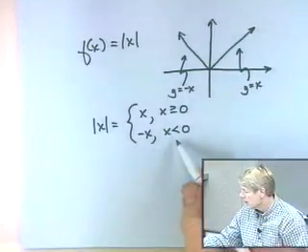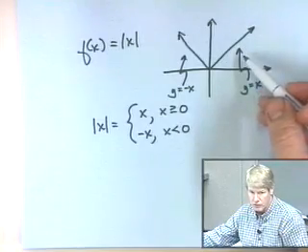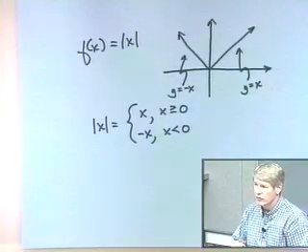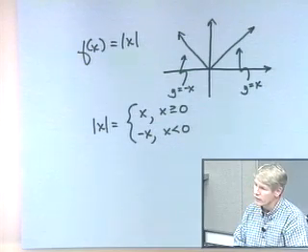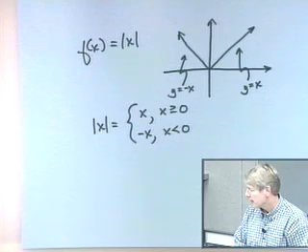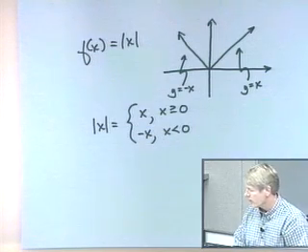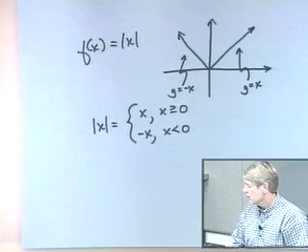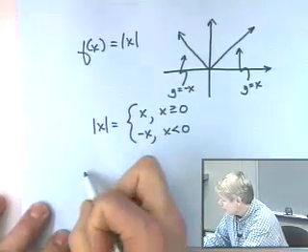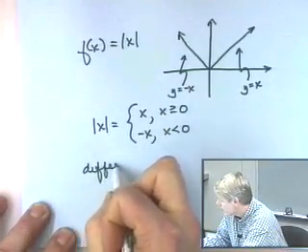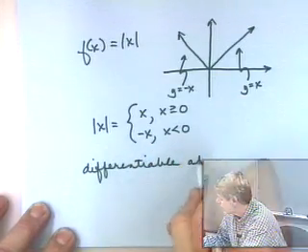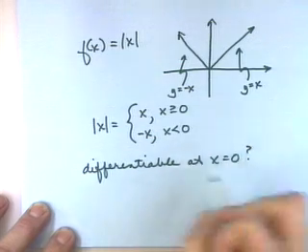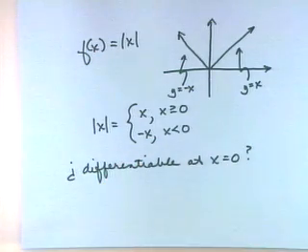So that definition ought to be illustrated by this picture, that the absolute value is just the line y equals x if x is 0 or larger, and it's the line y equals the negative of x when we have negative x's, because we have to make sure that the y values are not negative. So, is this thing differentiable at x equals 0? Does the derivative exist at x equals 0?